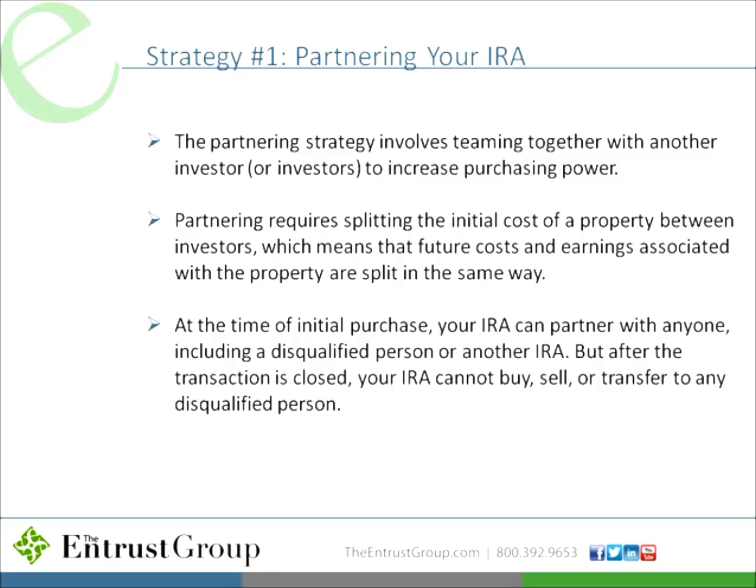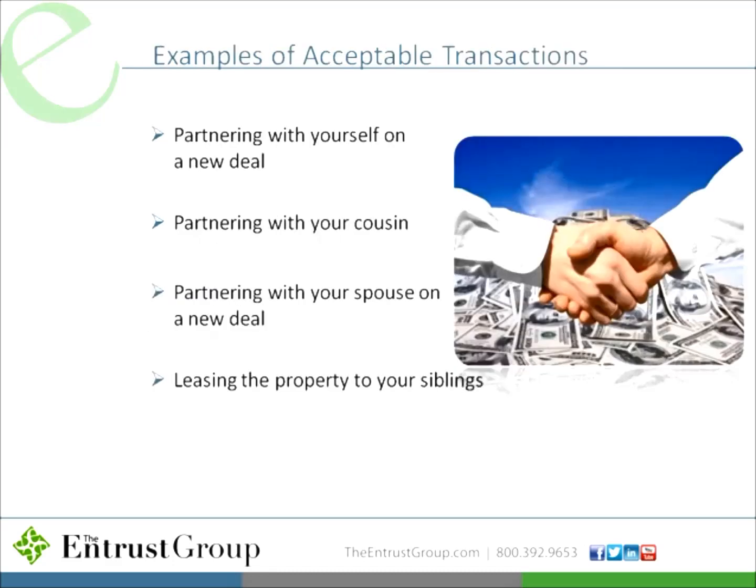Let me touch on two things here: examples of transactions that do work, and then I'll talk about avoiding some prohibited transactions. Now, we talked about the disqualified persons, and those are people that you cannot have transactions with, so you can't buy and sell between those people. However, this strategy of partnering can be done technically with anybody, including yourself or a different disqualified person.